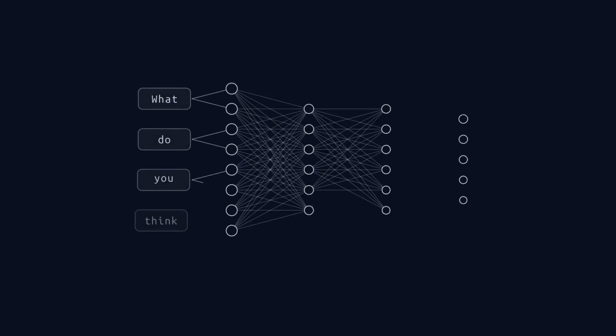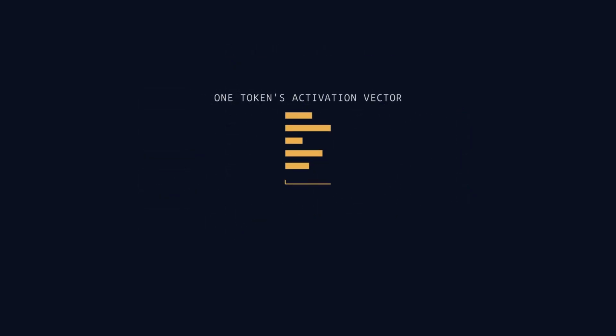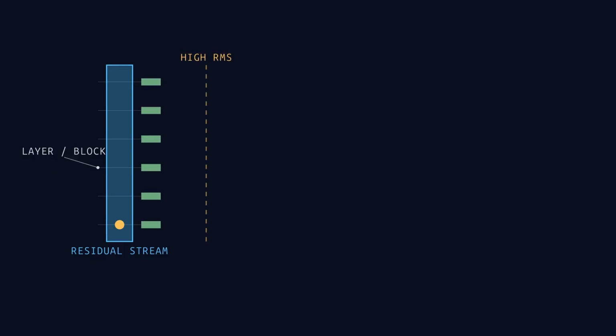Pick one token inside this network. At every layer, that token is represented by a vector, hundreds or thousands of activation values. We need one number that summarizes their overall magnitude. We will use the root mean square, or RMS. Intuitively, RMS is the typical distance of those activation values from zero. The longer this meter, the larger that RMS.